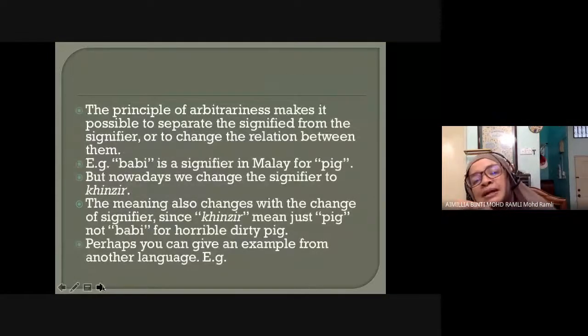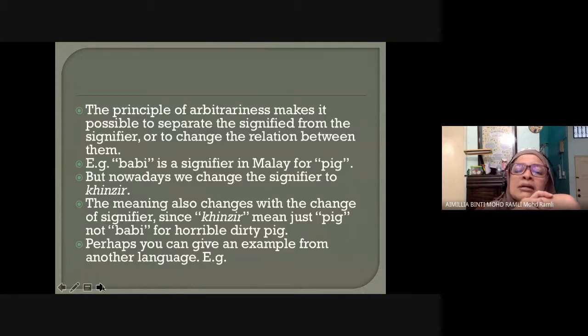The principle of arbitrariness makes it possible to separate the signified from the signifier or to change the relation between them. For example, the word babi nowadays, we are not supposed to use it anymore because it has a negative connotation and we use it in very negative ways, like when we want to say something bad to other people, when we want to curse them, we say babi kau, or gila babi. Okay, so this word is very negative in Malay culture.